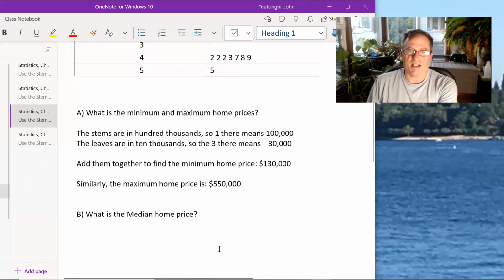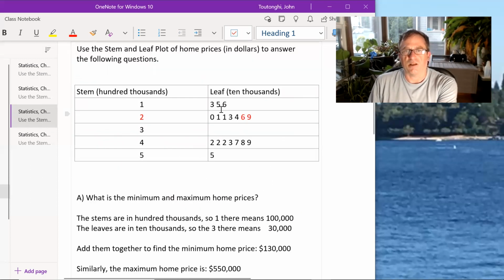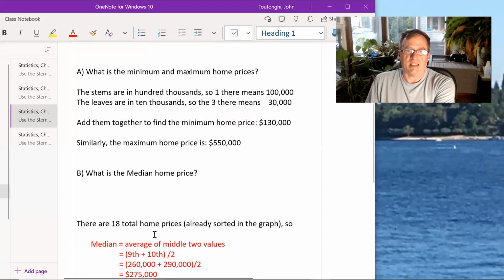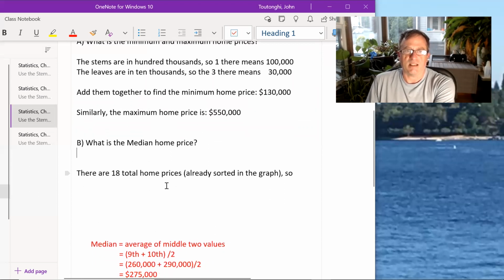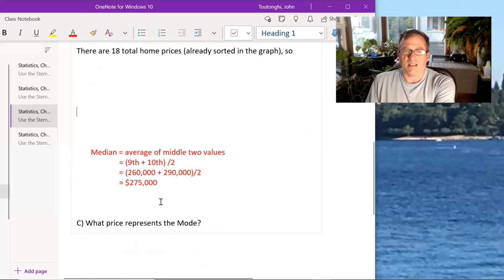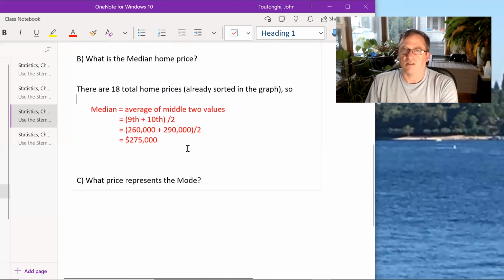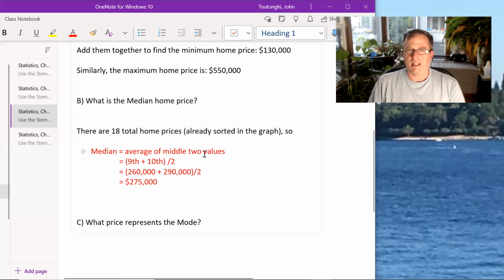So when we're looking for the median, we wanna count our data elements. So these are the stems. The leaves actually tell me how many data elements there are. So there's 1, 2, 3, 4, 5, 6, 7, 8, 9, 10, 11, 12, 13, 14, 15, 16, 17. There's 18 data elements here. So with these 18 home prices, the median will be the average of the two in the middle, since there's not a single value in the middle. So that's going to be the ninth and the 10th data values divided by two.